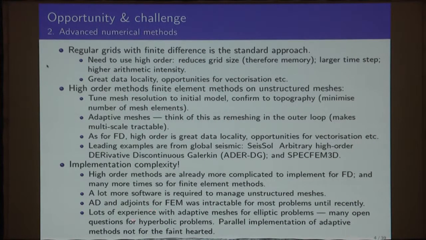And there's also more open questions here. Already there's lots of experience with adaptive meshes for elliptic type problems. Even for elliptic type problems, there's still only a few groups in the world that have got significant experience of this and got it working. And it's going to be more difficult probably for hyperbolic problems because I think there's likely to be lots of problems of getting spurious reflections. Once again, lots of unknowns. And the other issue as well is, of course, parallel implementation of adaptive methods is not for the faint-hearted.